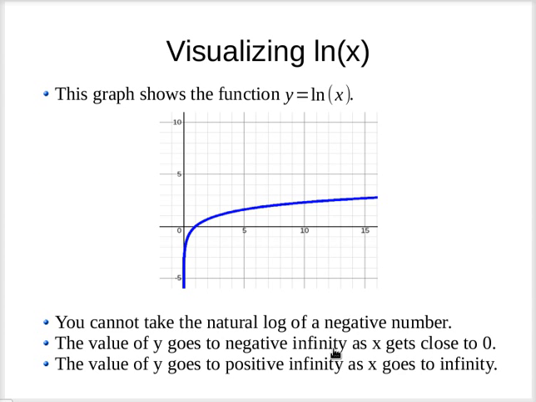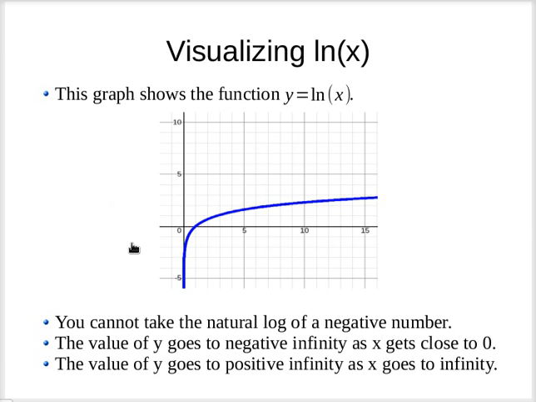Finally, let's just look at the graph of the function y equals the natural log of x, and we'll note a few things about this graph. The first point is that you cannot take the natural log of a negative number. So if we look at the graph here, you can see that the line, as we get closer to 0, it kind of approaches 0, but it never crosses over the y-axis into these negative x values over here.